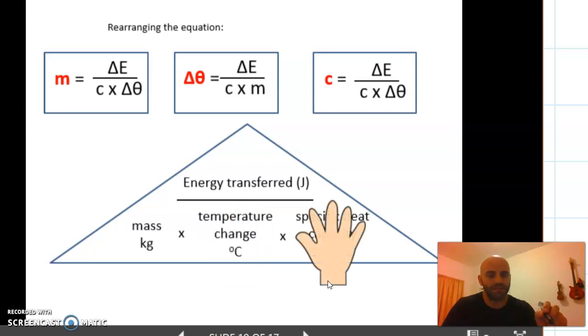And lastly, if you were after the specific heat capacity, it would be the energy transferred divided by the mass times the change in temperature, which is exactly what we got in the previous part of the video. Okay, so I do want you all to practice this. Rearranging equations is something we all have to get really good at, and it's just a little bit of math. It's just algebra.